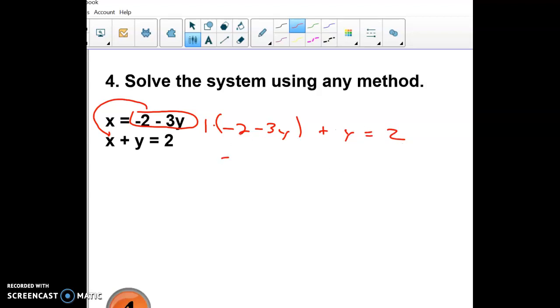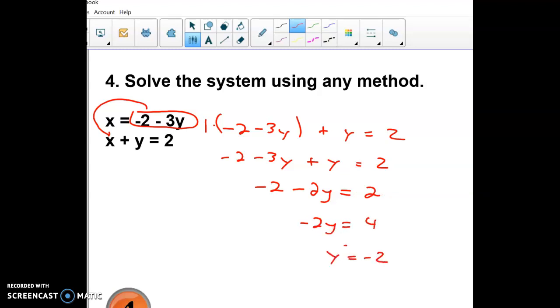And then the 1 really doesn't do anything, right? You just have a single x, so it doesn't really do anything. Now combine like terms, so -3y, positive 1y. Add 2 to both sides. Divide by -2. Okay, and we're halfway there.